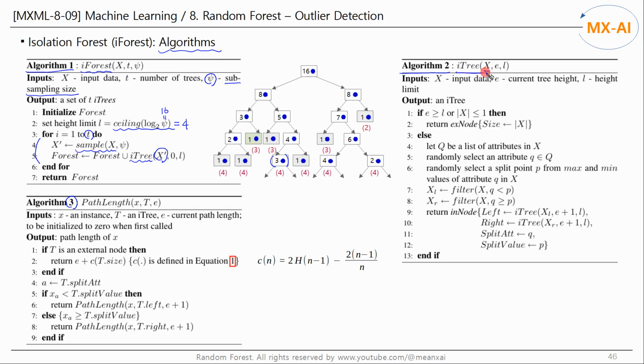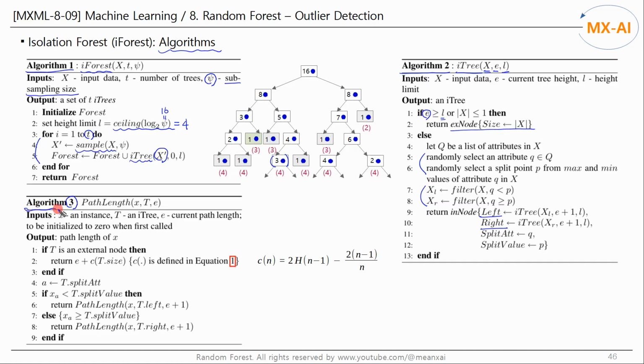X is the subset of data used to build the tree, E represents the current depth of the tree, and L is the maximum tree depth that we just discussed. The algorithm randomly selects a feature and a split point, and recursively splits the data into left and right child nodes. If the current depth reaches the maximum tree depth, recursion stops, and the current node becomes a leaf node.